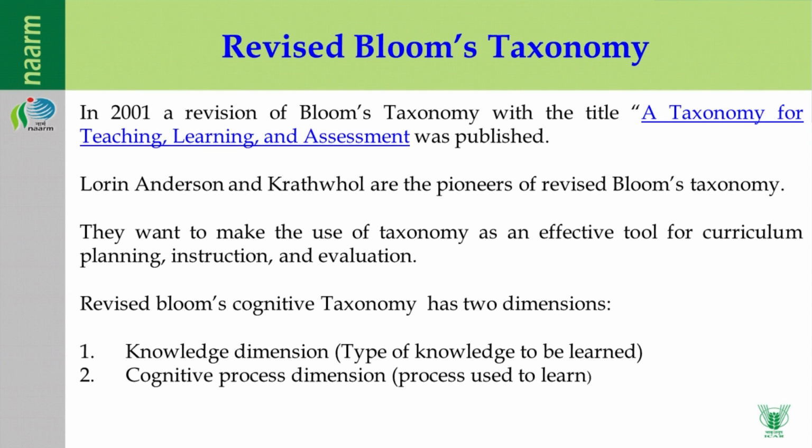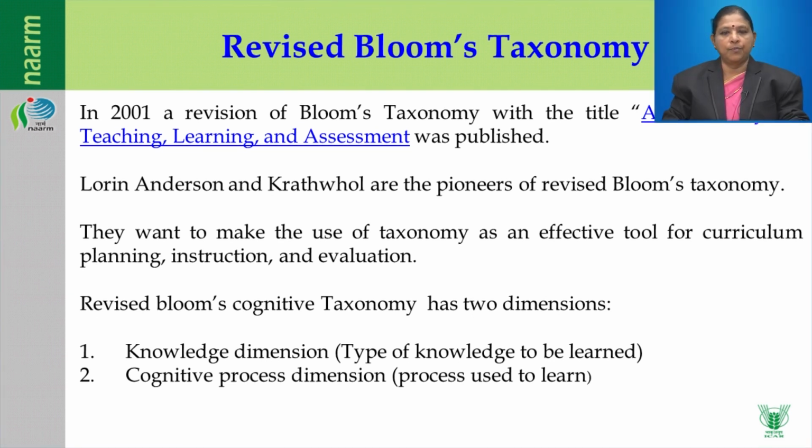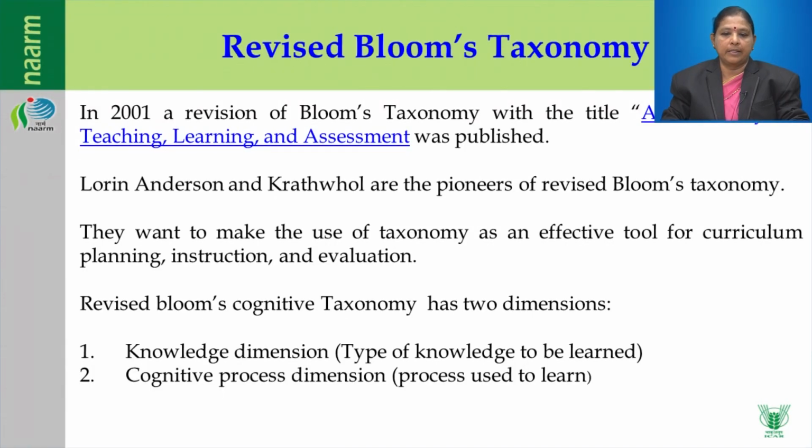The main modifications suggested in the revised Bloom's taxonomy are: instead of using nouns, verbs are used to give the names of the levels of cognitive processes, and the names of certain objectives are changed. And the major modification done in the revised Bloom's taxonomy is that the cognitive process is shown in two dimensions. One is the knowledge dimension, and the second one is the cognitive process dimension.